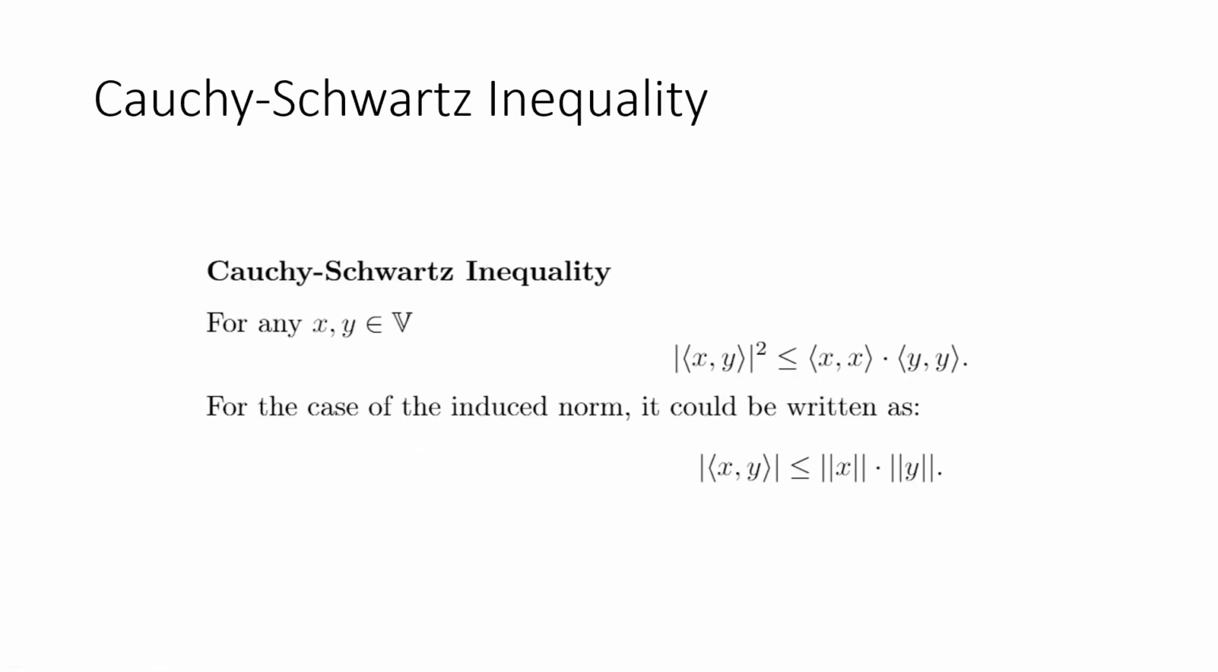The Cauchy-Schwarz inequality states, for any x and y, the absolute value of the inner product of x and y squared is smaller than the inner product of x with x multiplied by the inner product of y with y. For the case of the induced norm, the absolute value of the inner product of x with y is smaller than the induced norm of x multiplied by the induced norm of y. The proof for that is as follows.